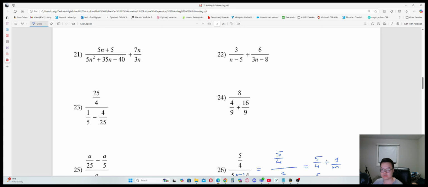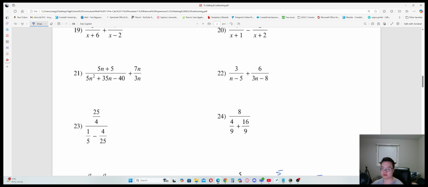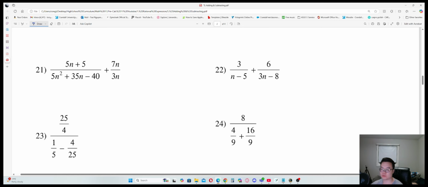Since question 26 is pretty simple, let's do one more because I want you guys to understand how to solve different common denominators. So let's do question 21 here. Since we have a really big lowest common denominator here and the other one is 3n, I will combine them together. But first, let's check if the first denominator can actually factor.